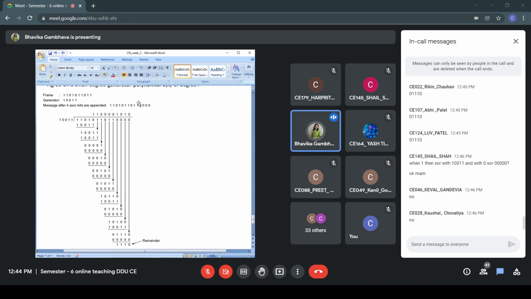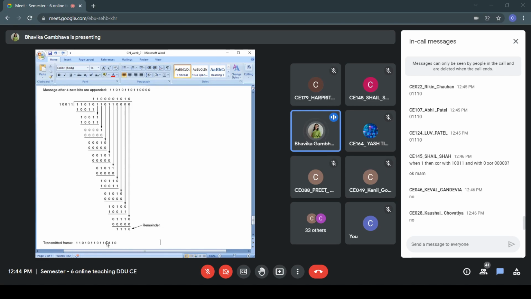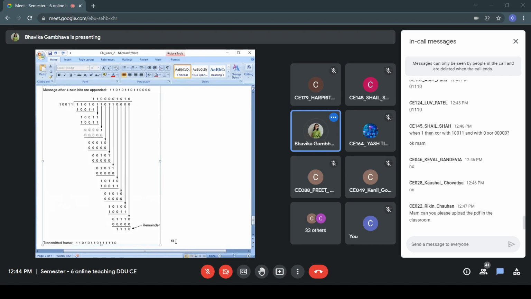So what we are supposed to do, this 4 appended zeros which was there, you will replace that by the remainder. So now your frame will be the frame, and last 4 zeros are gone, and instead of that we have our remainder 1110. This is what we have.